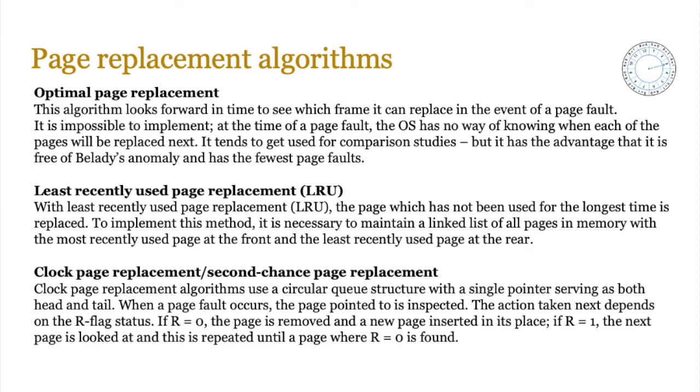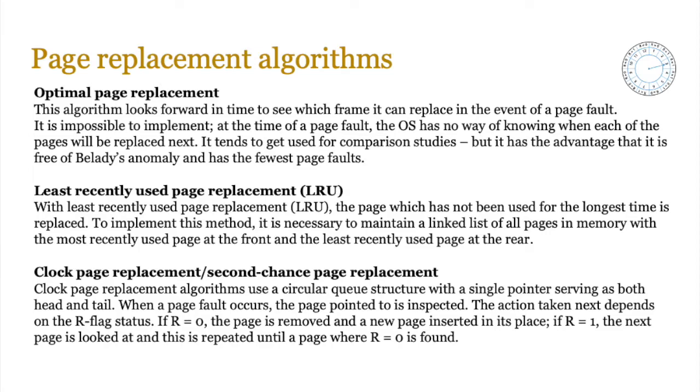The final algorithm on our list is the clock page replacement, which is sometimes also called the second chance page replacement algorithm. Now in this one, we use a circular queue, so the diagram on the top right gives you an indication of how that will look. A circular queue structure is used with a single pointer serving as both the head and the tail of the queue. So when a page fault occurs, the page pointed at that particular point in time is inspected. The action taken next depends on the R flag status, and this is going back to those page tables and page flags that we looked at a couple of lessons ago.